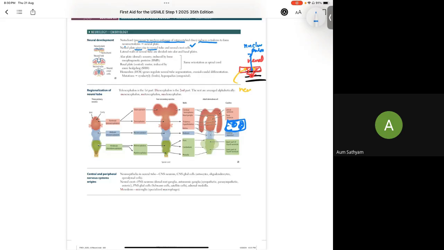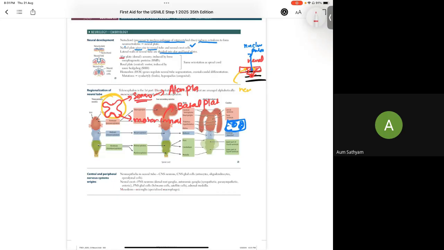The lateral walls of the neural tube are divided into alar and basal plates. What are alar and basal plates? If you remember, if this is your spinal cord, we discussed you have your posterior horn and anterior horn, right? The posterior horns are basically sensory in nature, while the anterior are motor in nature. Remember? So these sensory posterior horns are derivatives of your alar plate, and these motor horns are derivatives of your basal plates, right?